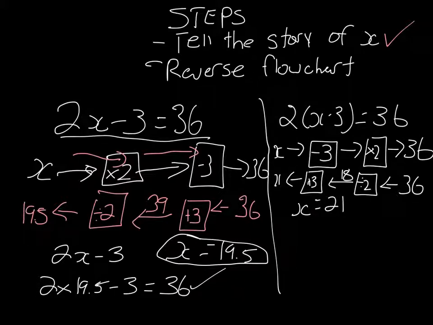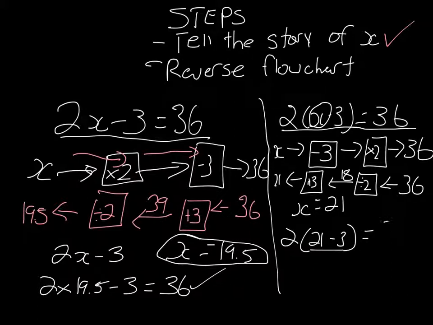Okay? Again, we can check our solution easily. I'm going to take this exact equation. The only thing I'm going to do is change x to 21, and see if I get the right answer. So we do 21 minus 3 first, which is 18, times by 2 is 36. Okay, so we know our answer is correct.